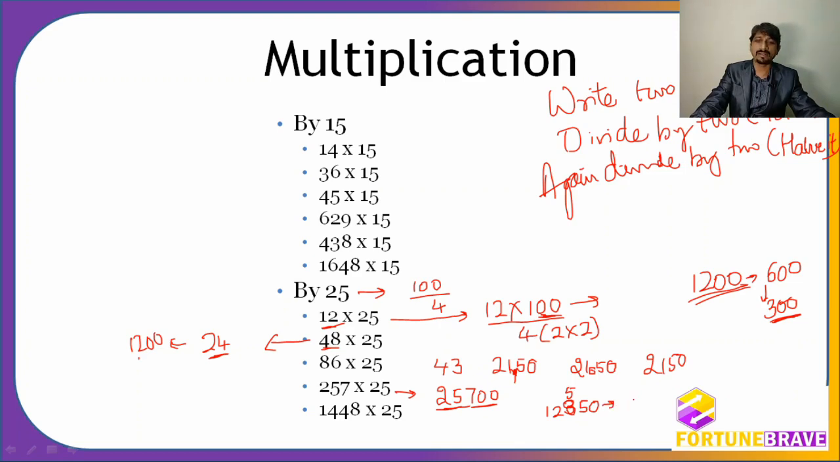Now again halve it. What will it become? So 50 half is 25. 8 half is 4 and 12 half is 6. So 6, 4, 2, 5. And then you have to add 2 zeros, which is already added. Alright, so 6425 is the answer. 6425 is the answer.